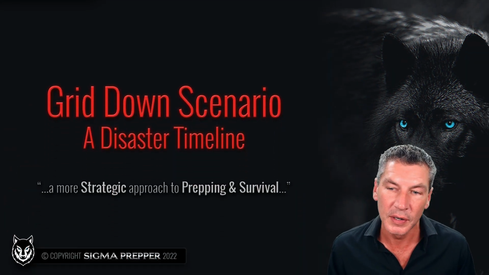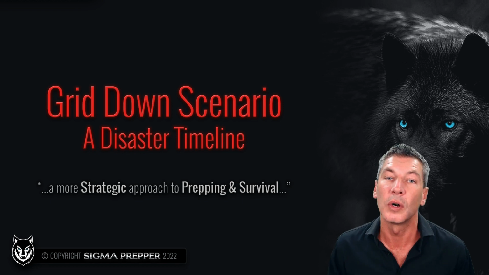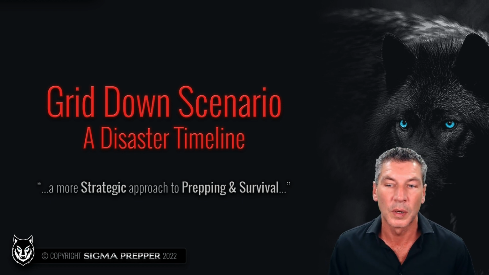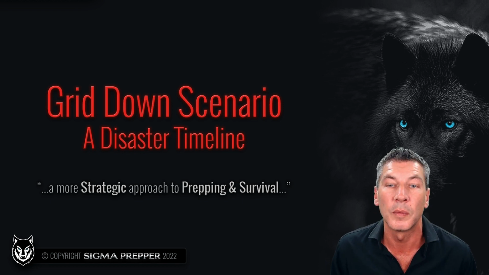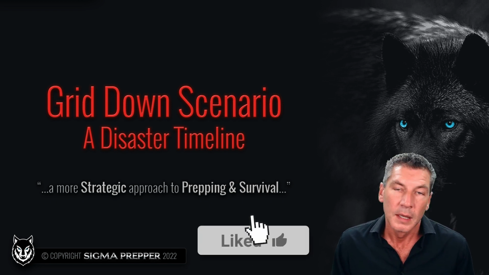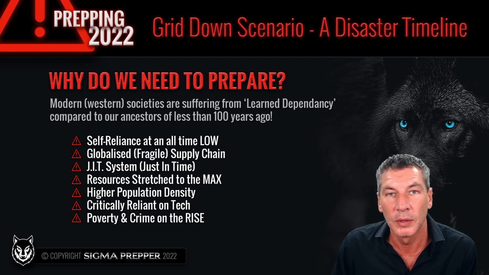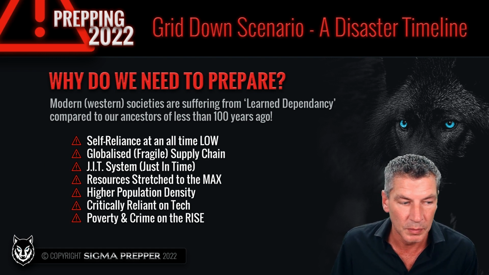So, grid down scenario, a disaster timeline. So yes, here we go then. This is what we've got for you this week. This is a very important one because we're looking at essentially what we could have coming up very soon in regard to power outages and things happening that are going to cause us some pretty significant problems.